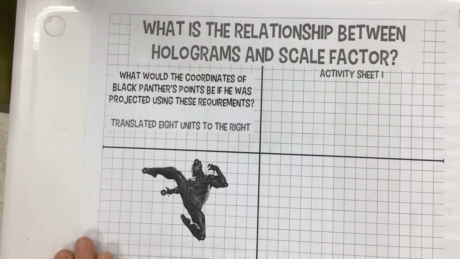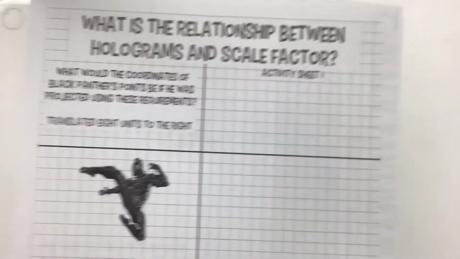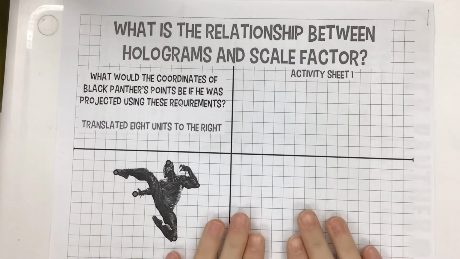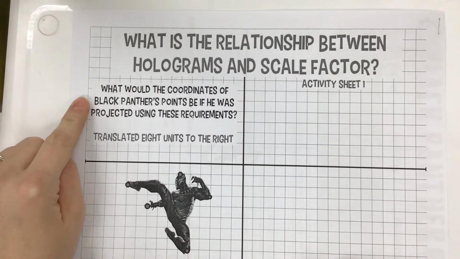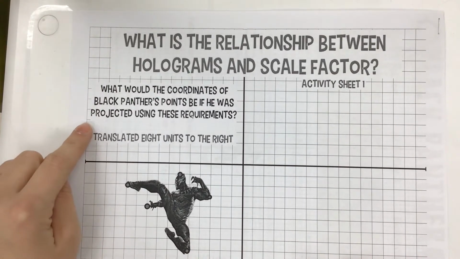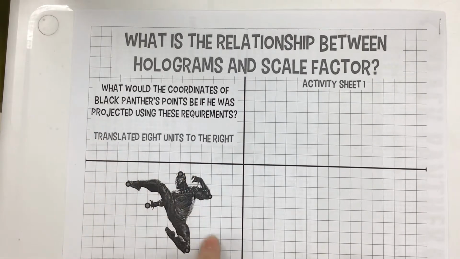Okay, so this is the relationship between holograms and scale factor. Activity sheet 1. What would the coordinates of the Black Panther's points be if he was projected using these requirements? Translated 8 units to the right.